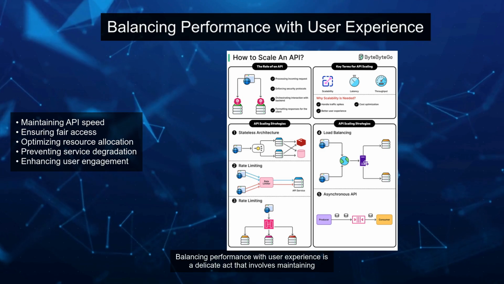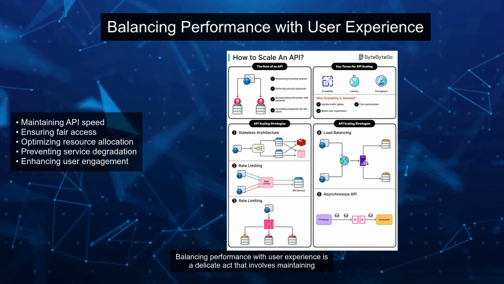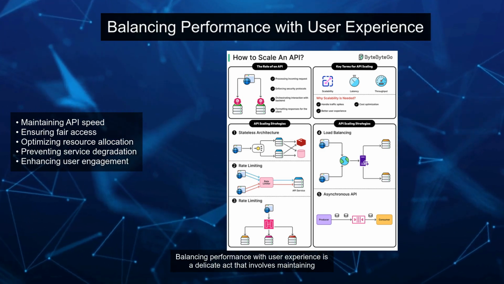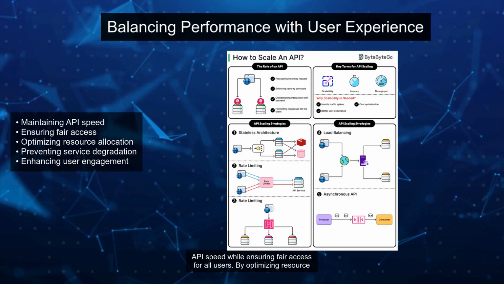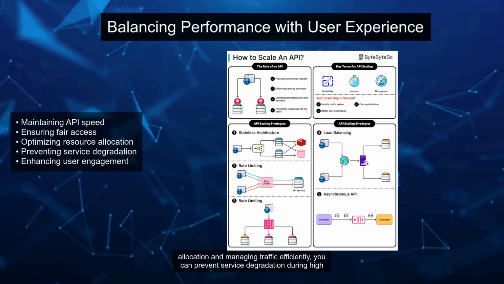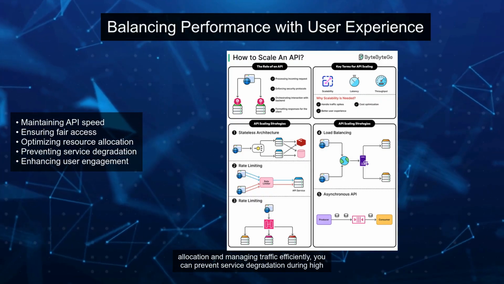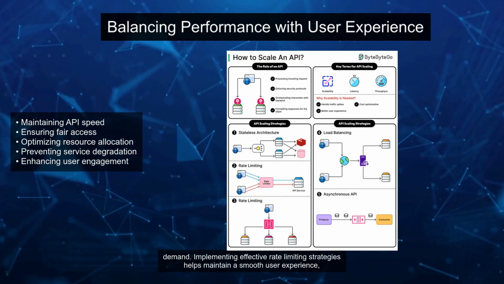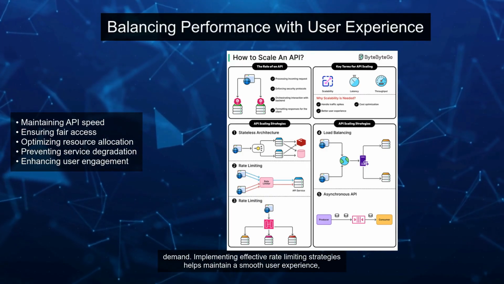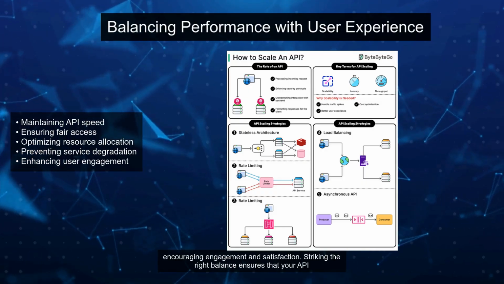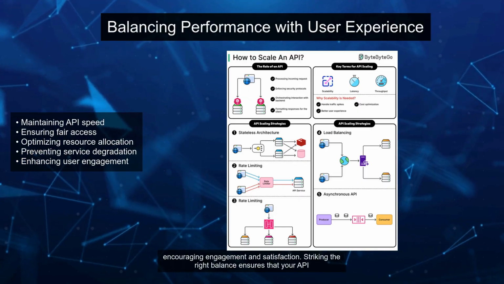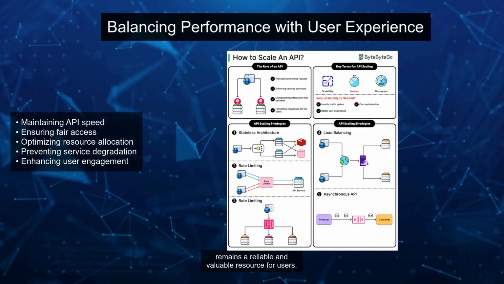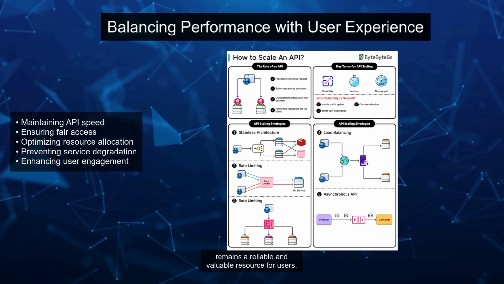Balancing performance with user experience is a delicate act that involves maintaining API speed while ensuring fair access for all users. By optimizing resource allocation and managing traffic efficiently, you can prevent service degradation during high demand. Implementing effective rate limiting strategies helps maintain a smooth user experience, encouraging engagement and satisfaction. Striking the right balance ensures that your API remains a reliable and valuable resource for users.